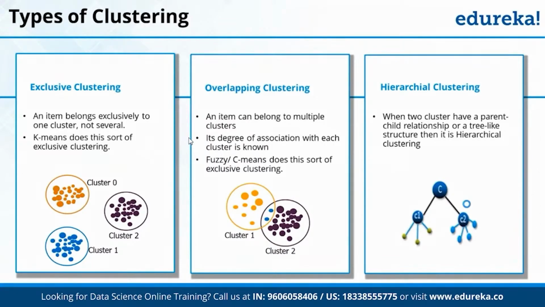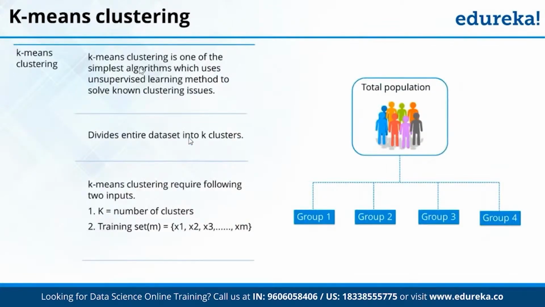Now let's talk about k-means clustering, how it actually works. K-means clustering is one of the simplest algorithms which uses the unsupervised learning method to solve known clustering issues. It divides the entire dataset into k clusters. K-means clustering requires the following two inputs: the number of clusters and the training set. So basically I require a dataset and how many clusters you want. You can see I have this total population and then I have group 1, group 2, group 3, group 4. It actually divides that into the clusters. These are some of the examples.